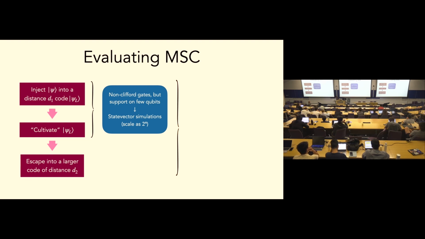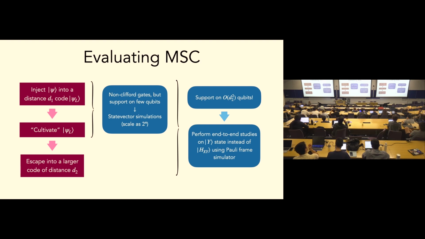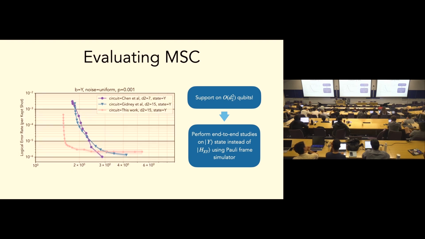However, if we try to use a state vector simulation to figure out the performance of the entire protocol from end to end, this entire protocol involves about D2 squared qubits, where D2 could be 9 or 17 or higher. And so it is not classically feasible to simulate a 2 to the n, where n is 100 or 200, size system. And so what previous protocols have resorted to is that instead of checking the performance of the H eigenstate, they have checked the performance of the Y eigenstate, which is a Pauli state and therefore efficiently classically simulatable.